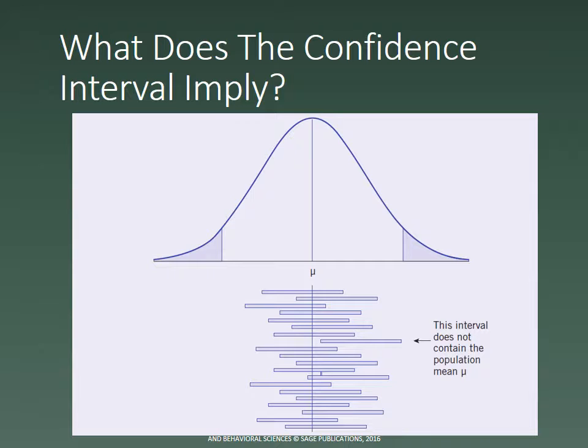So that means we're like 95% sure that if we took 100 random samples out of this population, only 5 of those would fall and not include our mean value. That's what we're really talking about.